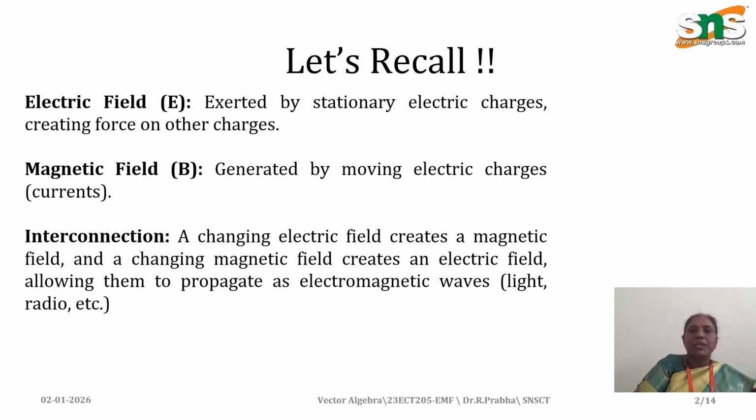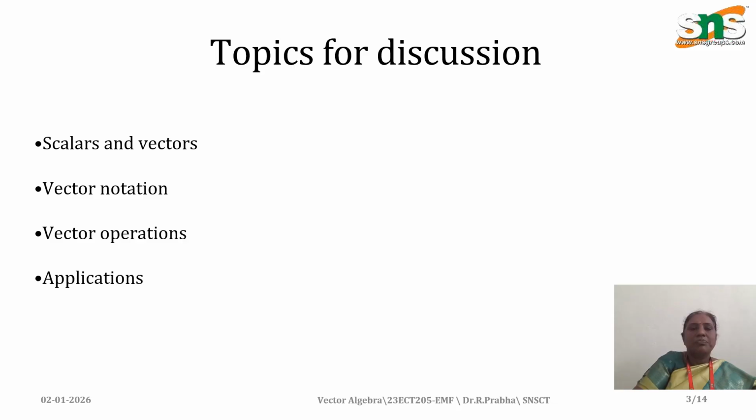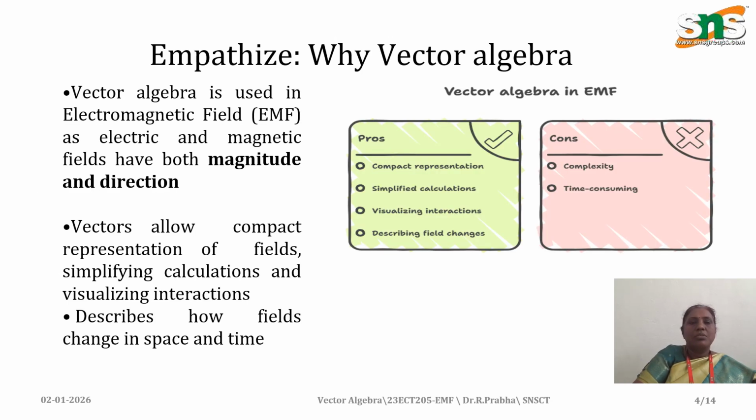And the interconnection between these two fields is that a changing electric field creates a magnetic field, and a changing magnetic field creates an electric field, which allows them to propagate as an electromagnetic wave such as light, radio waves, etc. And next, the topics for today's discussion are scalars and vectors, vector notation, vector operations, and also the applications of vector algebra.